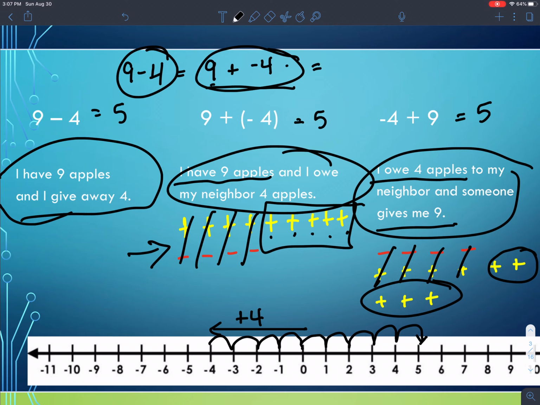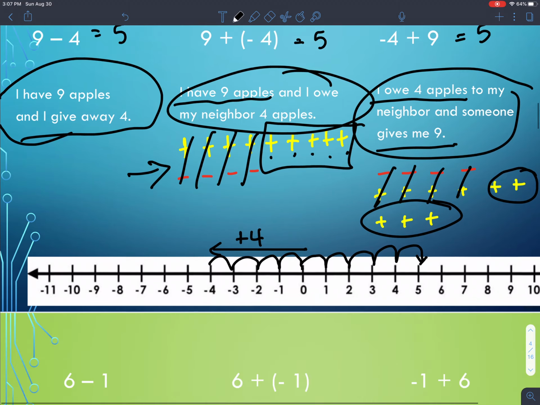And we also know, because of the commutative property, we can switch these numbers around. So we can put the negative 4 first. Well, if we put the negative 4 first, what do we have with it? A positive 9. And we end up with the same result either way. I know that was a lot. Let's move on to another example and see if that starts to make a little more sense.